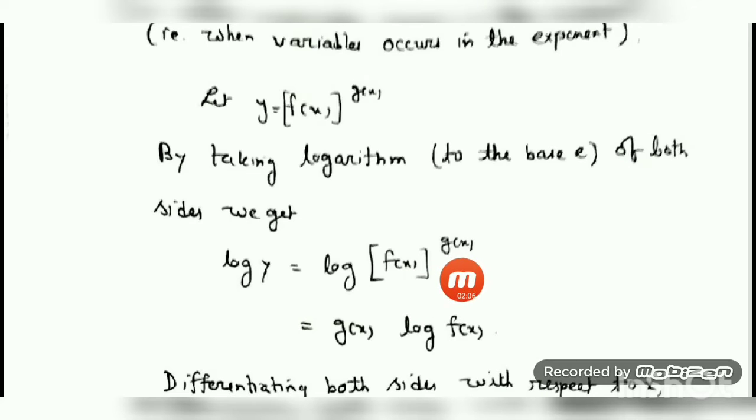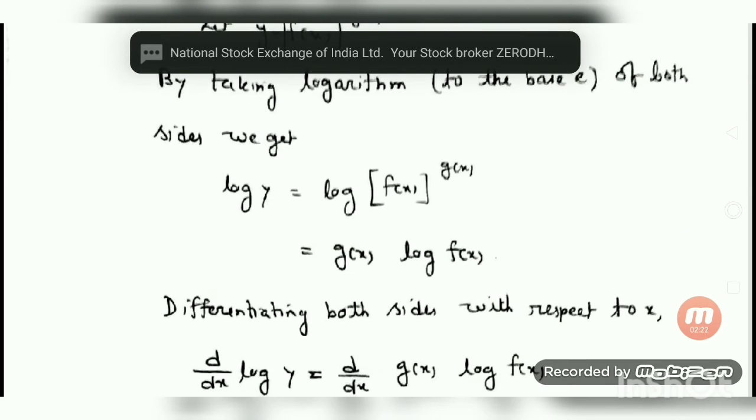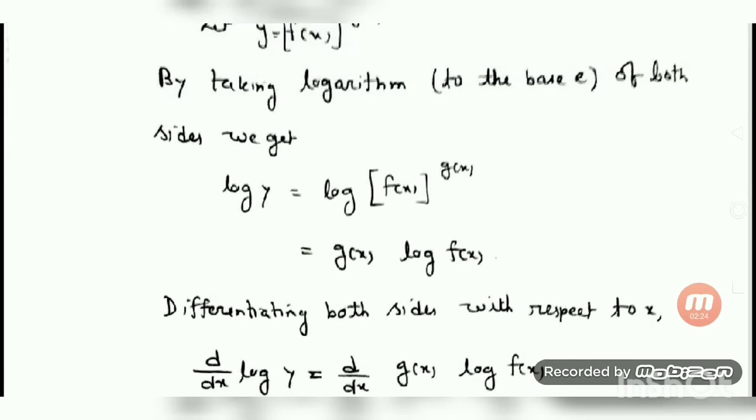And we know by the property of logarithm, when the power is given, it is written as a product. That means g(x) will come as a product, g(x) into log of f(x). Right? Now you see, here your function is converted to a product of two functions.